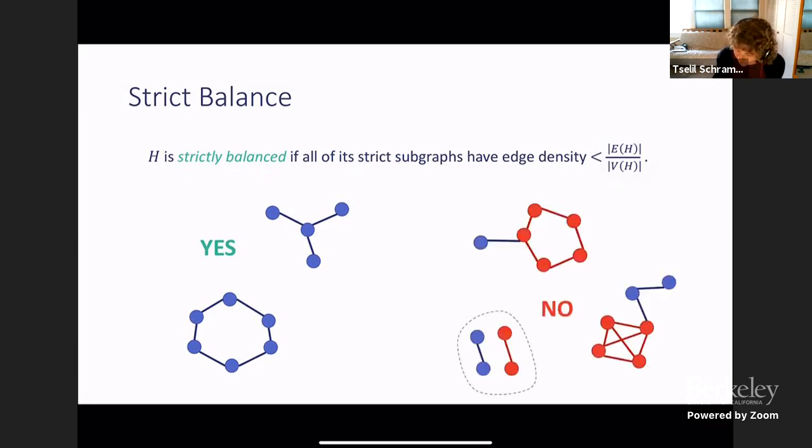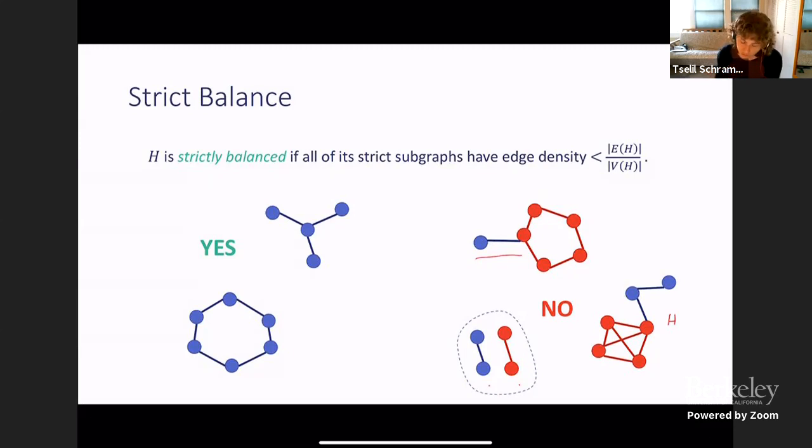Subgraphs that are not strictly balanced include our friend H from a couple slides back, this cycle with a hair dangling off it. If you remove the hair, you're going to get a denser subgraph. Two copies of the same graph also fail: if you take one of them, you'll get a graph of the exact same density.